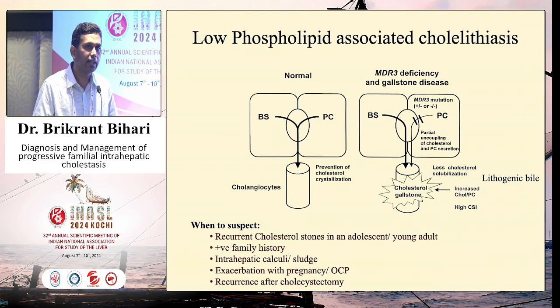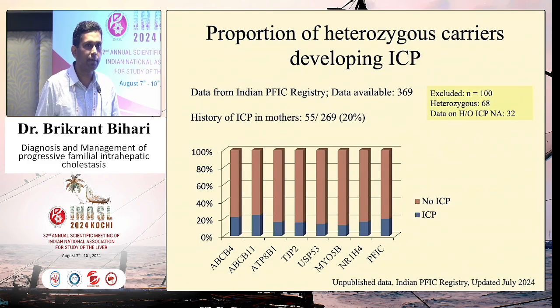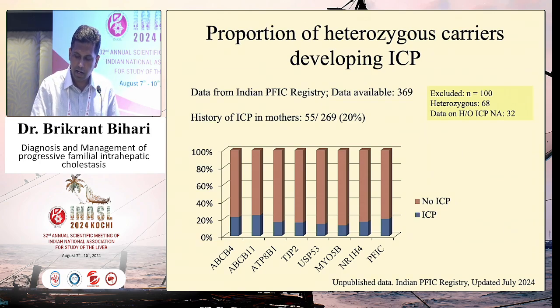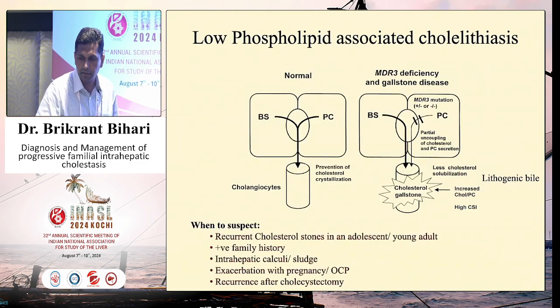The important thing to note is, if the ICP is severe, that means if the bile acid is more than 40, it is associated with poor fetal outcome, and it is associated with a small risk of development of cholangiocarcinoma and biliary cirrhosis 10 to 15 years later.